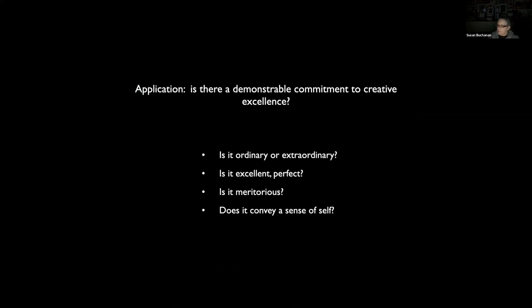Can you demonstrate commitment to creative excellence? Is it ordinary or extraordinary? Is it meritorious? Does it convey a sense of self? I guess now we're getting into the difficult parts where we actually have to show ourselves as part of our imagery. And it's very easy to hide behind the show image and not unveil yourself to the world. But I'll tell you some of the reasons why I've found that impossible to do lately.